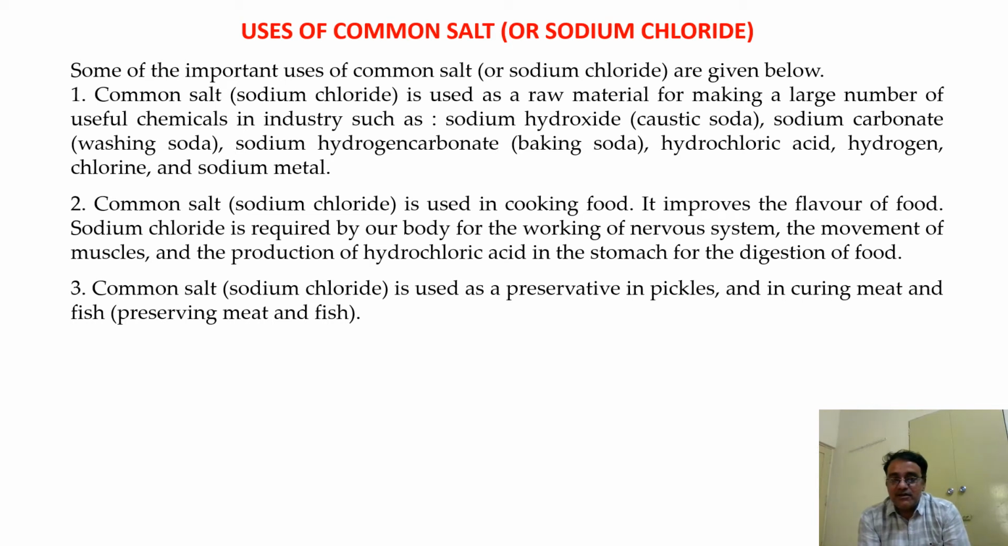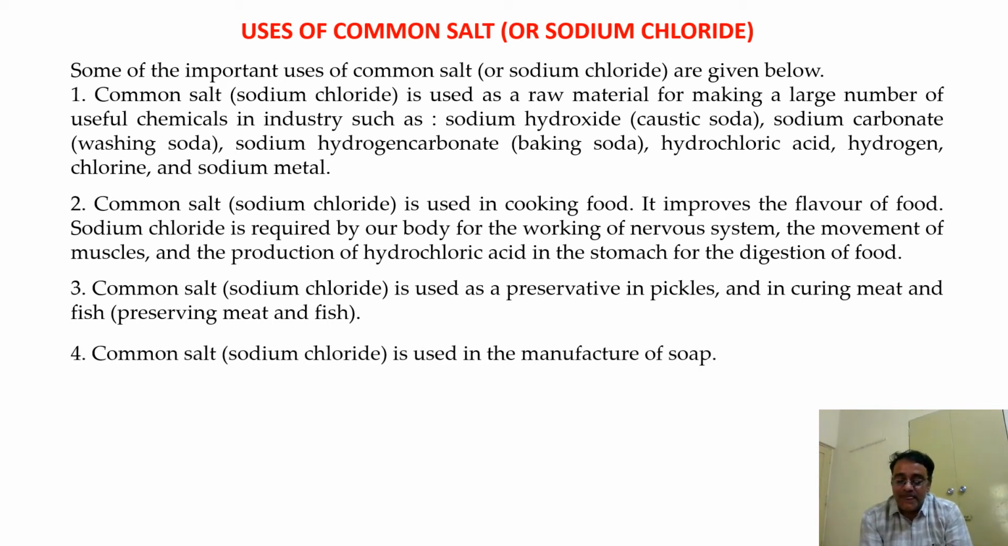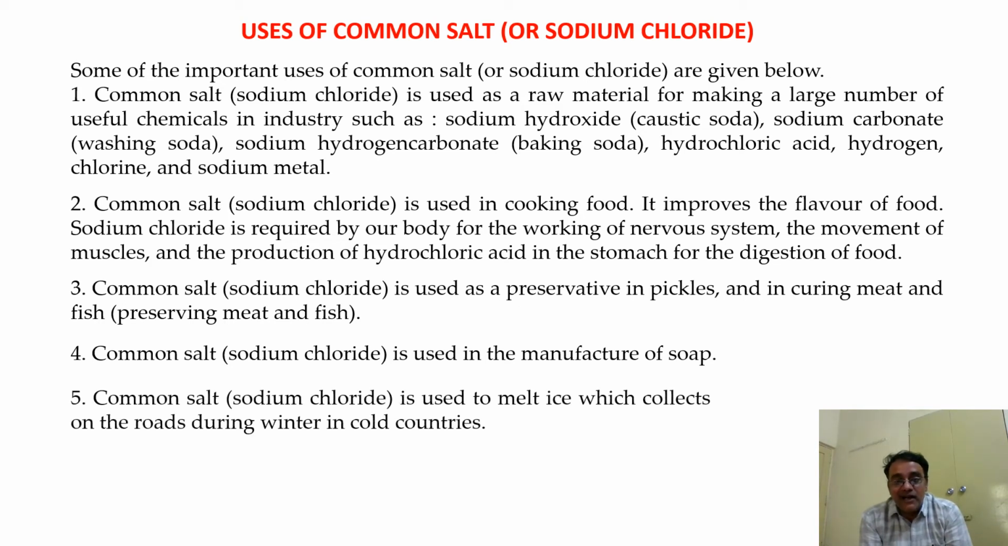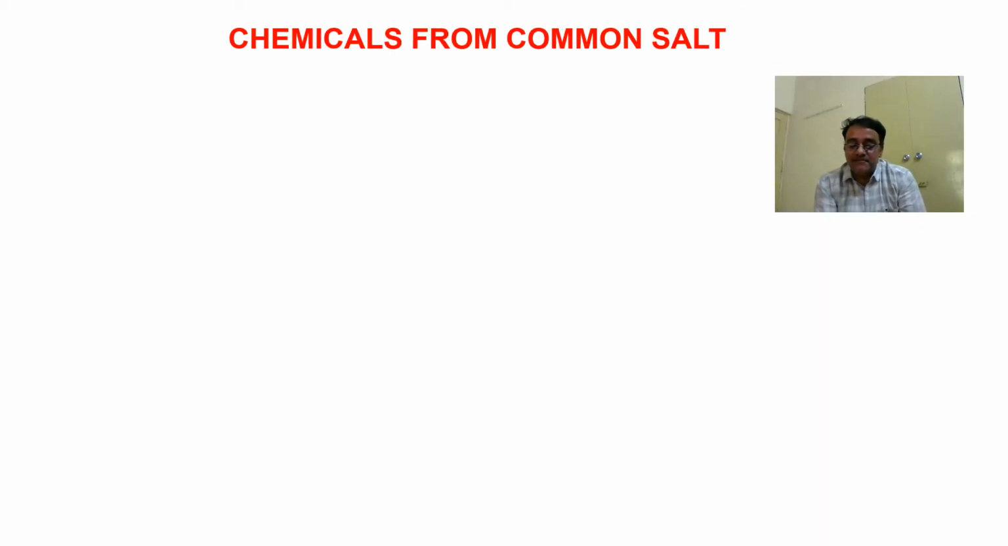Common salt is also used in the manufacturing of soap, and it is used to melt ice which collects on the roads during winter in cold countries. So these are the very important uses of common salt. Now let us move towards the most important topic of this chapter. This section is chemicals from common salt. So common salt is a raw material for making many chemicals.